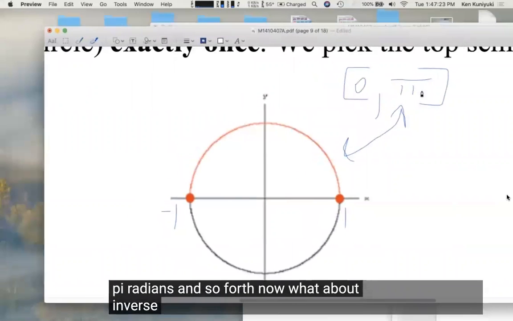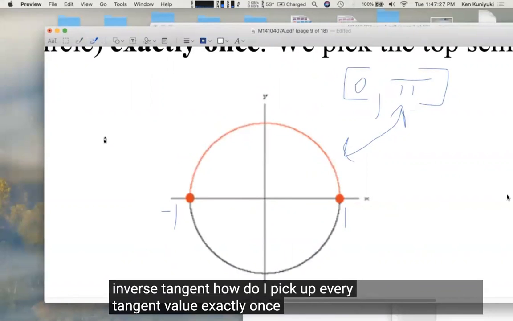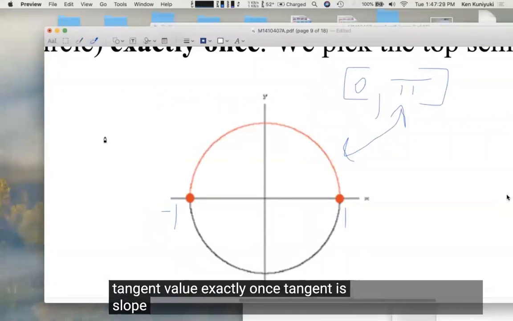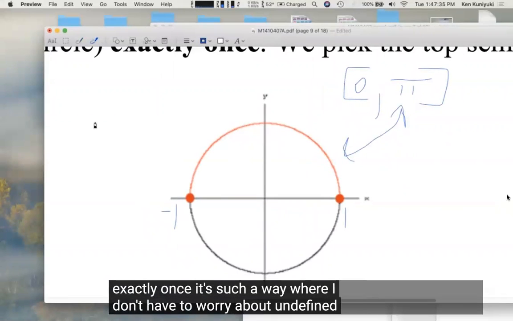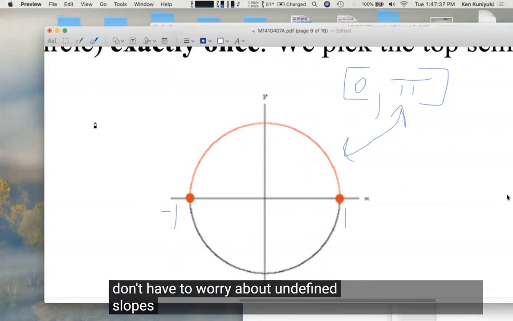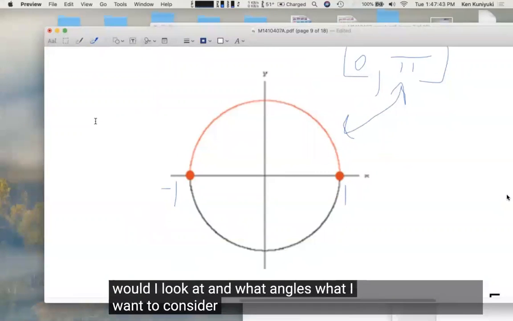Now, what about inverse tangent? How do I pick up every tangent value exactly once? Tangent is slope. How do I pick up each slope value exactly once, in such a way where I don't have to worry about undefined slopes? What piece of this unit circle would I look at, and what angles would I want to consider?